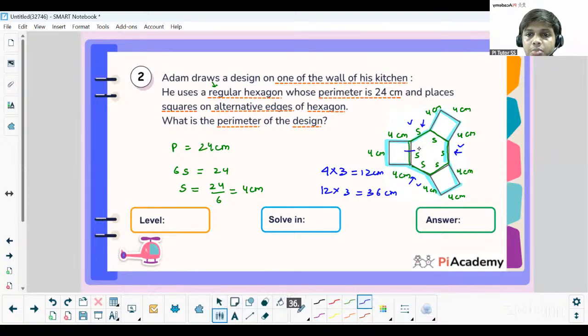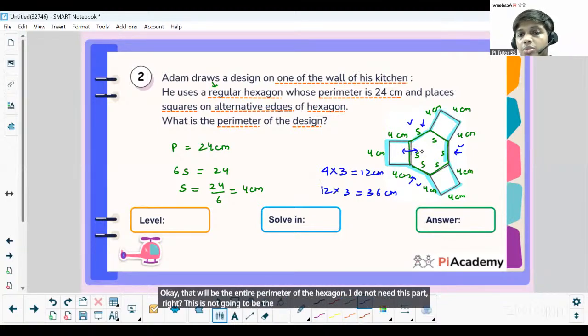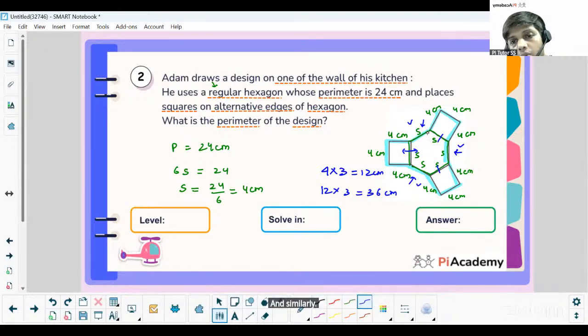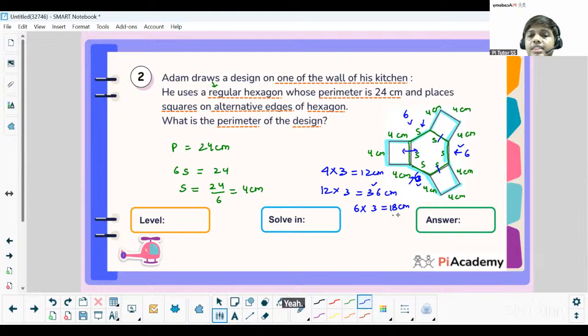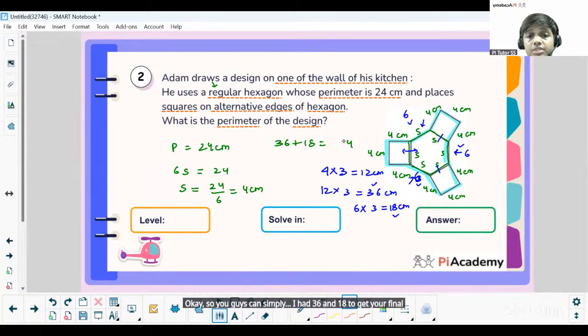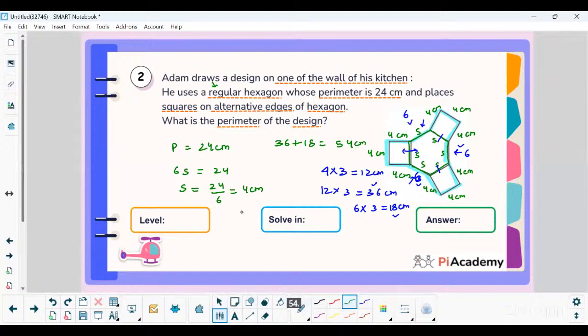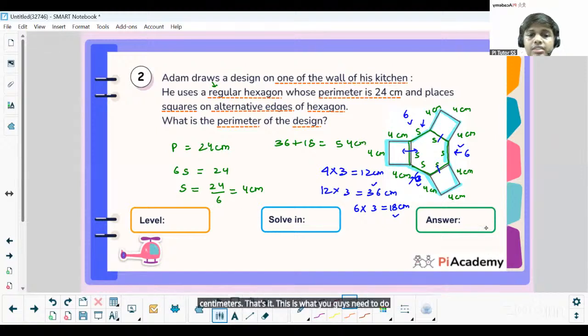I do not need this part, right? This is not going to be the perimeter of the compound shape. And similarly, this one also. So I'm only left with the blue highlighted portion. If I add all of these 3 together, this becomes 6 times 3, which is equal to 18 centimeter. Now I just need to add 36 and 18 together to get my final answer. So you can simply add 36 and 18 to get your final answer here as 54 centimeters. That's it. This is what you need to do in order to solve these type of questions.